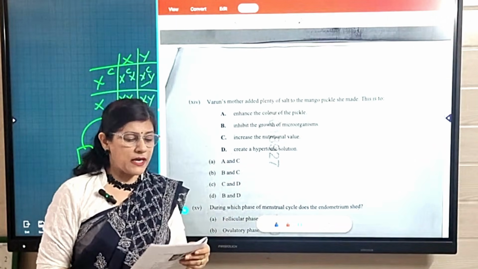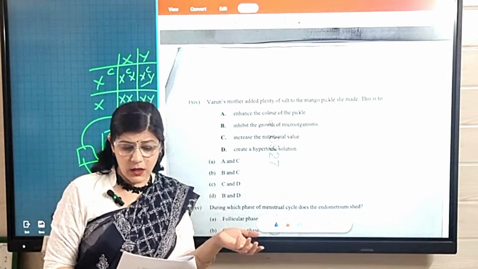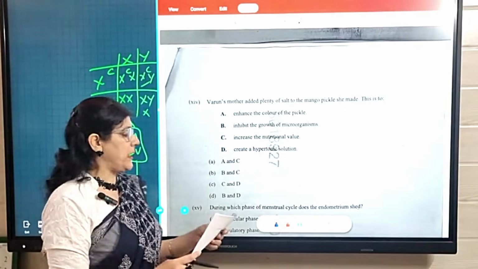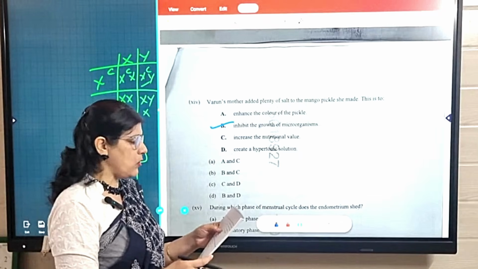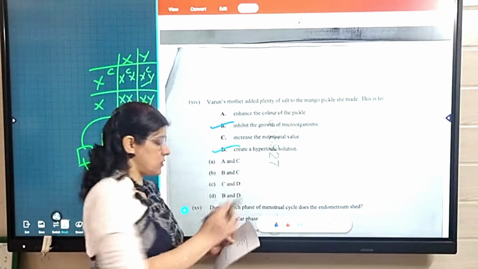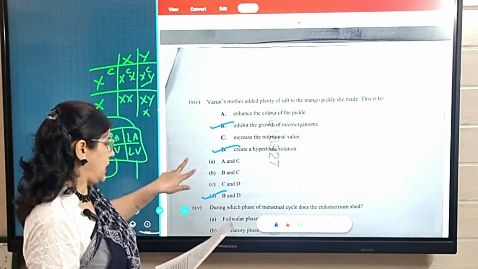14th, Varun's mother added plenty of salt to the mango pickle she made. This is enhance the color of the pickle. Salt का कोई color थोड़ी जिसके से color enhance हो रहा है. Inhibit the growth of microorganism, which is correct option, and increase the nutritional value in create a hypertonic solution. Hypertonic solution, option number D is correct. It means आपका option D, B and D वाला correct है.